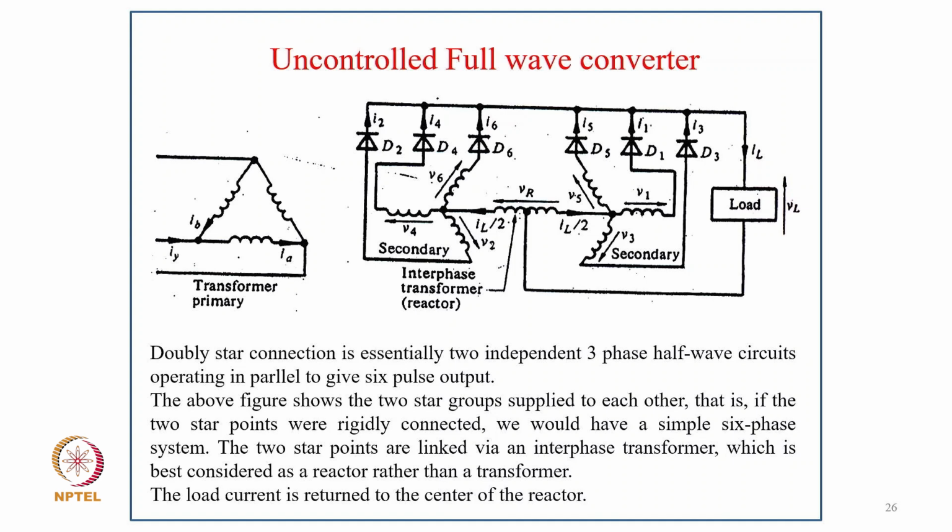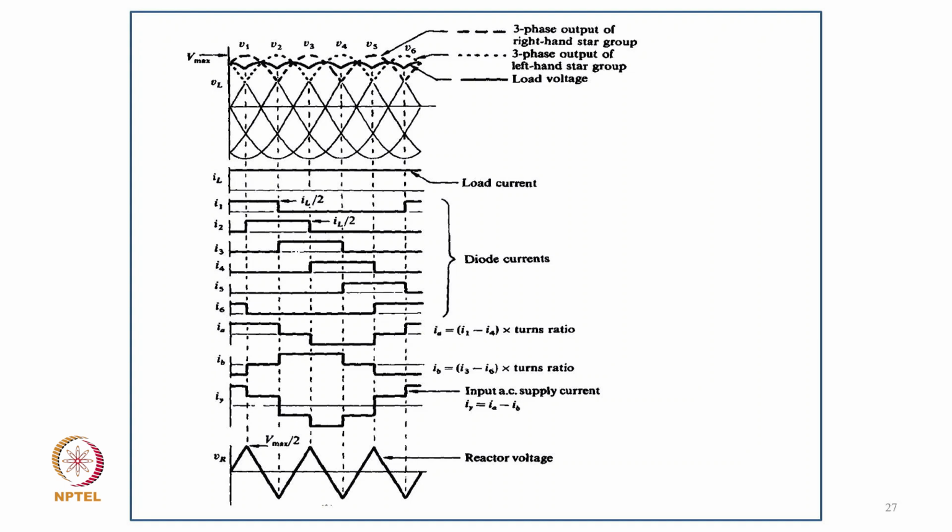And this is typically the uncontrolled full wave rectifier. So the double star connection is essentially two independent three-phase half-wave circuits operating in parallel to give a 6 pulse output, and the above figure shows the two star groups supplied to each other. That is, if the two star points were rigidly connected, we would have a simple 6-phase system, and the two star points are linked via an interphase transformer, which is best considered as a reactor rather than a transformer, and the load current is returned to the center of the reactor.